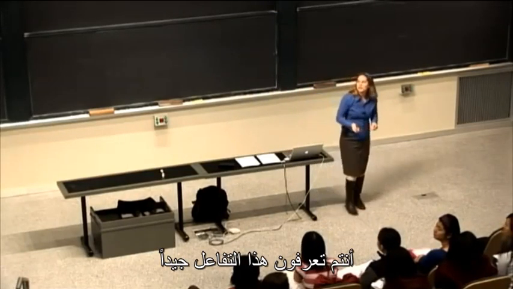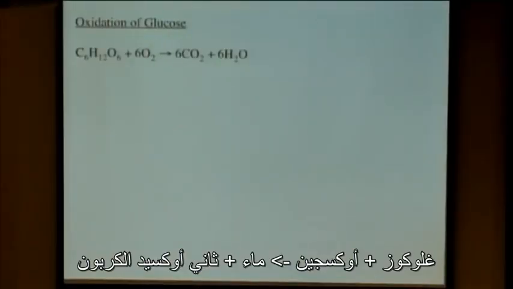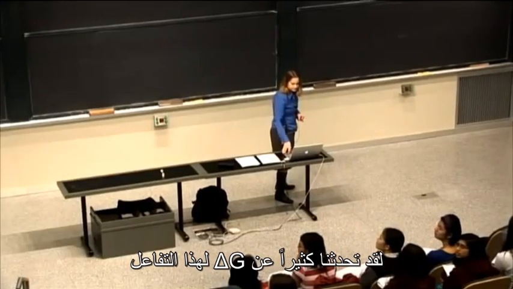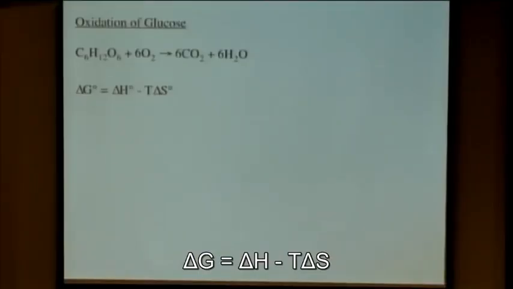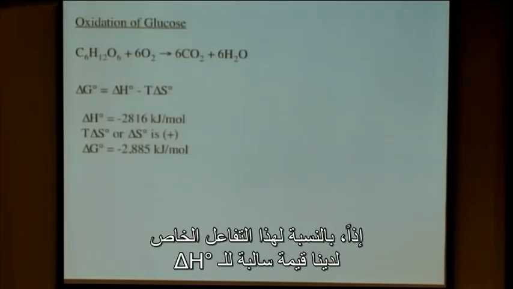So you're all familiar with this reaction. We have glucose and oxygen go to CO2 and water. And so we've talked a lot about delta G for this reaction. And delta G, again, is equal to delta H minus T delta S. So for this particular reaction, we have a negative delta H naught.